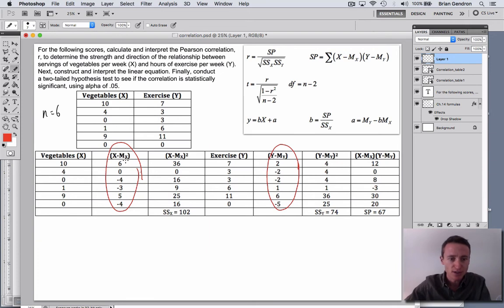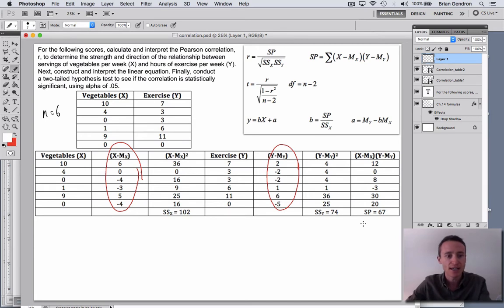So for the first person, their deviation score for X was 6. The deviation score for Y was 2. 6 times 2 gives me 12. You do that for every individual, and you sum them together, and it gives you 67. This, again, is an indication of how much X and Y are co-varying or moving together.